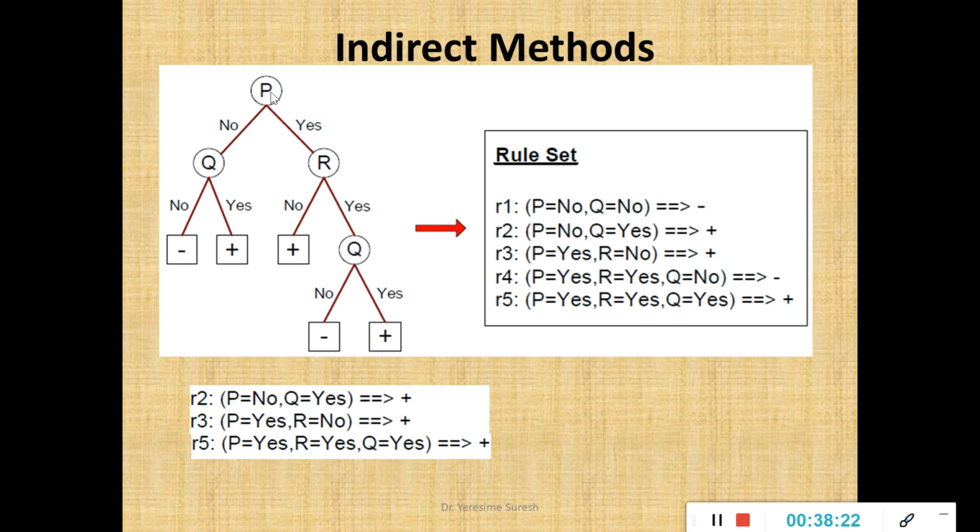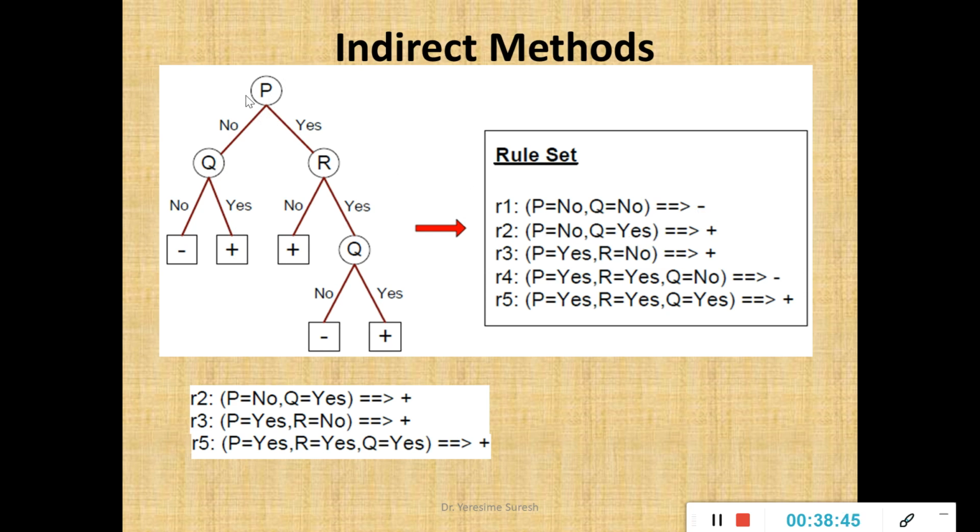I'll generate the rules. P is equal to no is the first conjunct, and Q is equal to no. The instance will be negative. That's what I've written. P is equal to no and Q is equal to no. The leaf label or the consequent or your class label is negative. P is equal to no and Q is equal to yes. It will be classified as positive. Yes. I have written R2 as P is equal to no, Q is equal to yes.